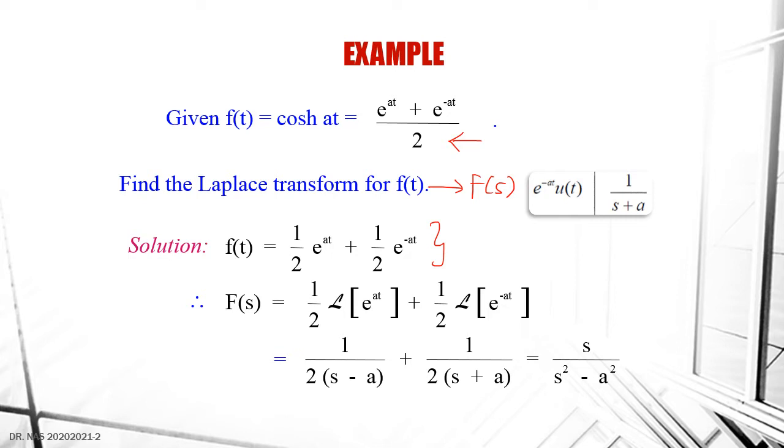So from the table, when you have the exponential function e to the minus at u(t), in S domain it will be 1 over s plus a. So compare the given equation with the one in the table, and you'll get the output in S domain, because the question asks you for the Laplace transform only.